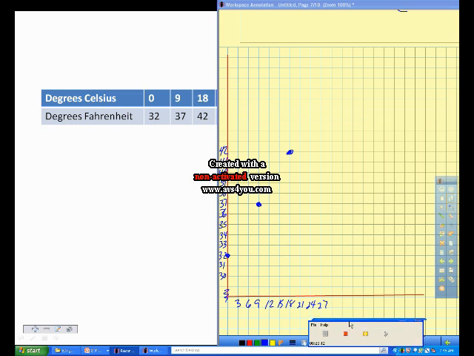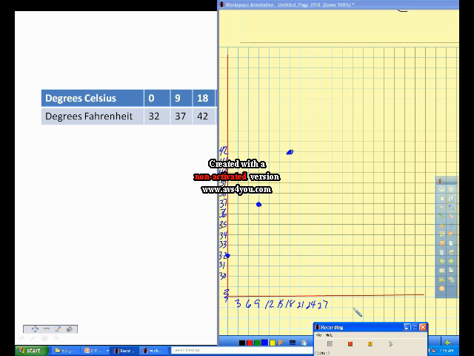This is one of those cases where it really wouldn't have mattered which one I put on the X and the Y axis, because it's not like the Celsius temperature causes the Fahrenheit temperature or vice versa. So this was really just an arbitrary decision that I put the Celsius on the X and the Fahrenheit on the Y. There really wasn't any special reason that I did either one of those.